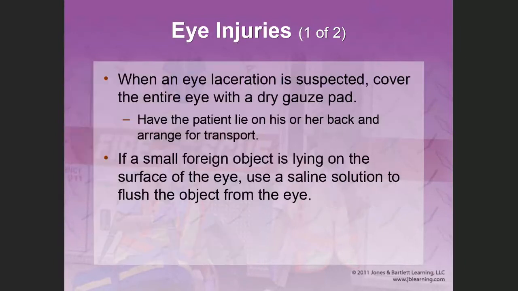For your eye injuries, when an eye laceration is suspected, cover the entire eye with a dry gauze pad. And you need to cover both eyes. So you're covering the one that is injured and the uninjured eye as well. And you keep that patient flat, because when they are upright, it increases the pressure inside of the eye. If a small foreign object is lying on the surface of the eye, you can use saline solution to flush the object from the eye.